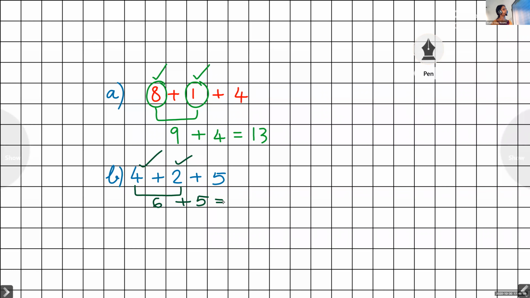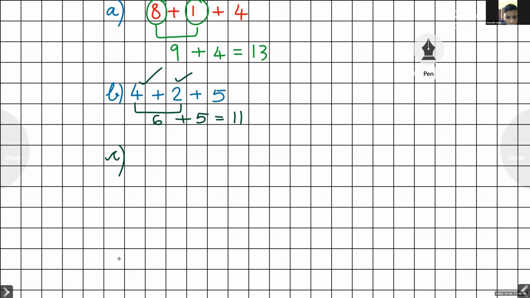Asariya, what is the answer, 6 plus 5? 6 in the mind, 5 on the fingers. So after 6: 7, 8, 9, 10, 11. So what is the answer? 6 plus 5 is equal to 11. Okay. Now let us see one more example. The question is 4 plus 2 plus 7.